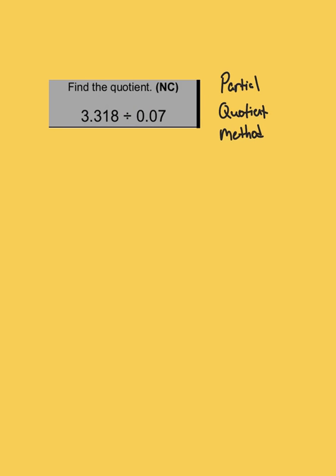So for partial quotient, I don't want any decimals. So I'm going to move this 3 times, 1, 2, 3. Remember, that's the same as multiplying it by 1,000. And I'm going to move this 3 times, 1, 2, 3, because you have to do the same thing. You don't have to, it just makes your life easier. So I'm going to do 3,318 divided by 70. And here's what I know.